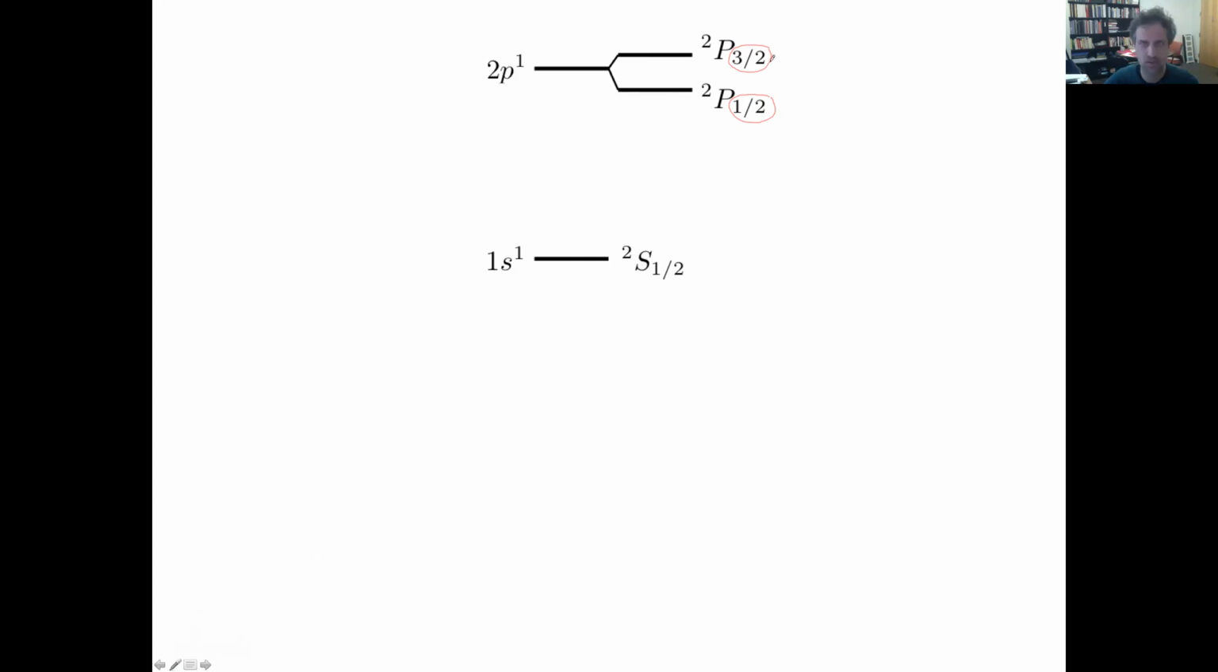The term symbol has 3 ingredients. It has this superscript, it has this capital letter, and then it has this J value here as a subscript. So how do we define that? It's defined as follows. This superscript is 2S plus 1. S is the total spin angular momentum. L is the total orbital angular momentum. And then J is the total angular momentum, the J we just computed.